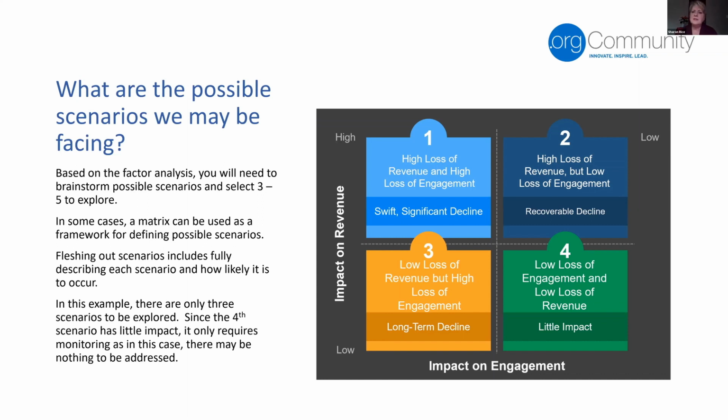So the ones that I picked out here, you can see the first one is that the condition is that we have a high loss of revenue and a high loss of engagement. And I call this scenario the swift significant decline. If we're losing revenue and our members aren't with us anymore, in essence, they're not engaging with us, then this is probably the most dangerous situation that we have.